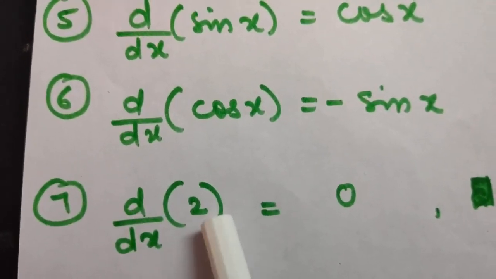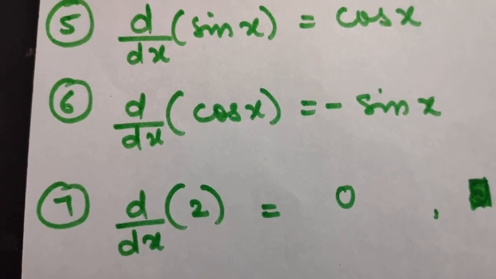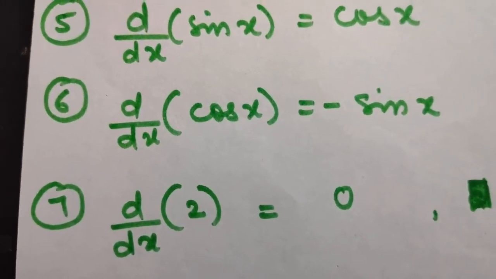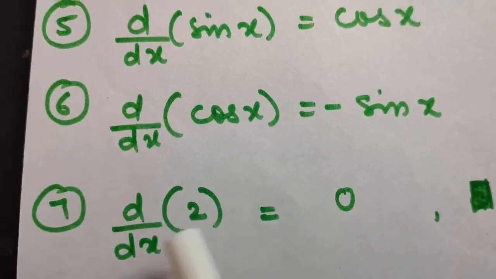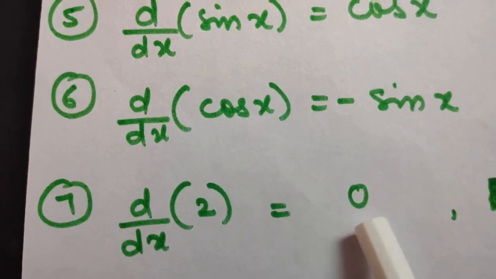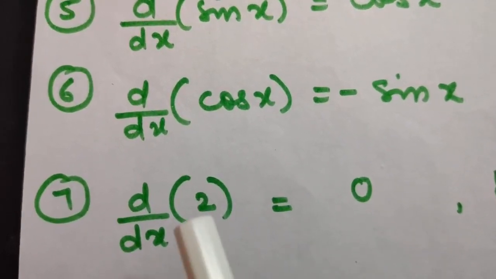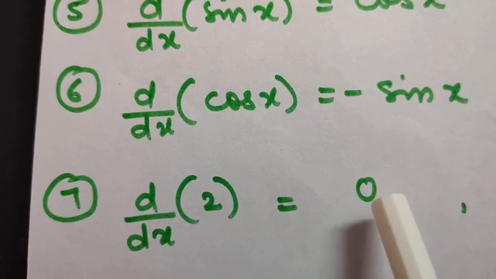Now suppose you have any constant only. Initially there was 2x, where 2 was coming outside and dx by dx was coming to be 1. But if only a constant quantity is there inside differentiation, then its differentiation is always 0. So always remember, differentiation of a constant quantity is always 0.